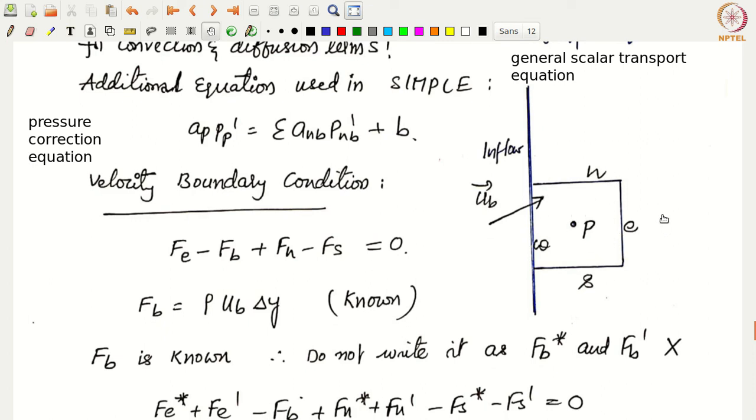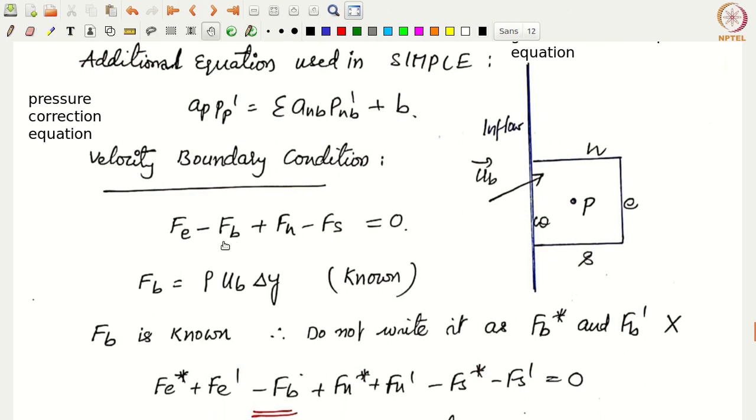Of course, there is an east cell here, a north cell here and a south cell here, which are not shown. If you write the conservation of mass for this particular cell, we get Fe, the mass flow for the east face, minus Fb, for the west face, plus the mass flow rates for the north face and the south face, equal to 0. We know that Fb is basically rho u_b delta y, which is already known, because u_b is known and everything else is known.